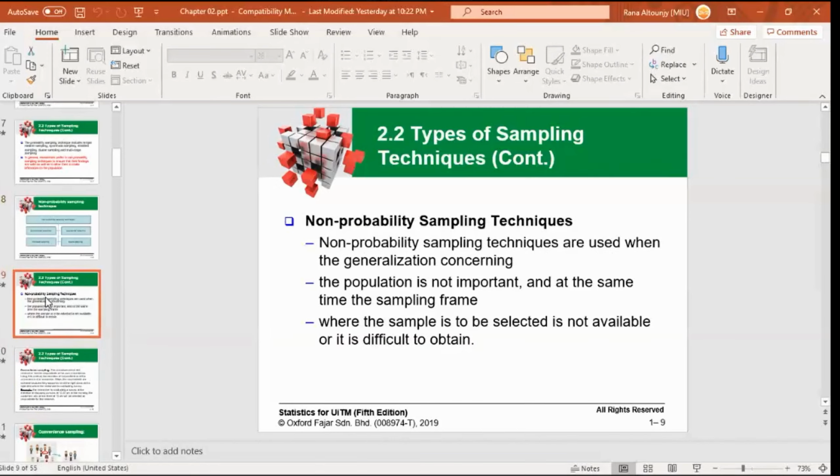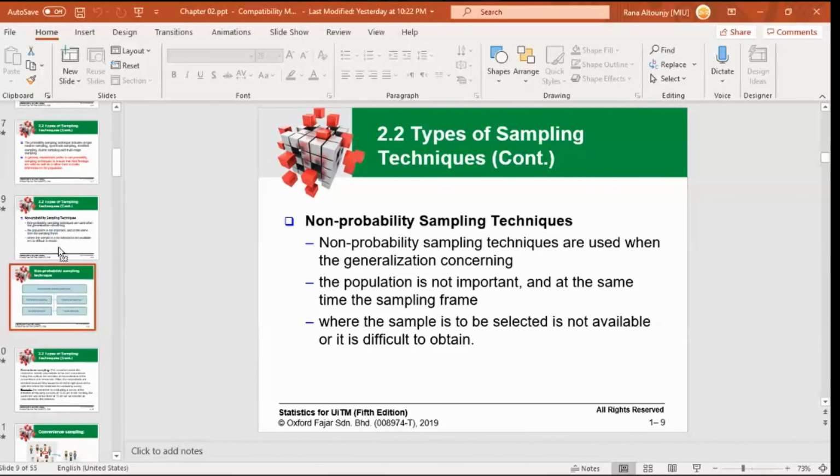the non-probability sampling techniques? The non-probability sampling techniques are used when generalization concerning the population is not important, and at the same time the sampling frame from which the sample is to be selected is not available or is difficult to obtain. So the sampling frame, or what we call the list of individuals in the population, is not available. For that reason, we use one of the non-probability sampling techniques.